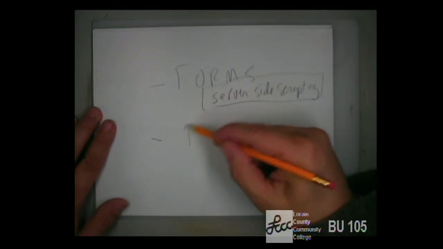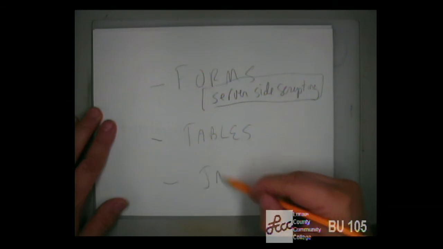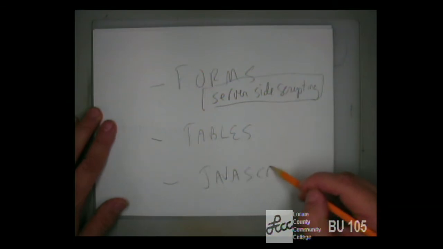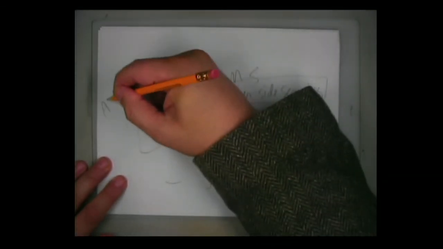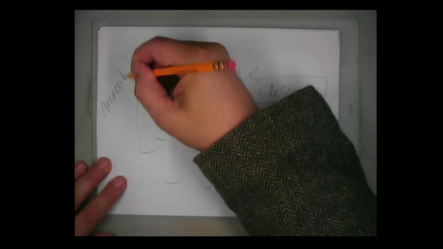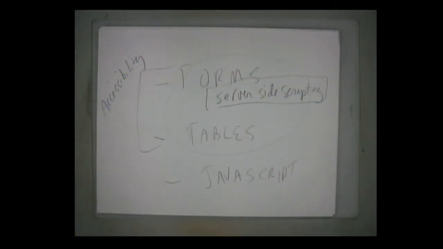We're going to talk about tables. And then we're going to talk about JavaScript. So a week to 2 weeks on each of these for a total of 5 weeks. All right. Now, these two things have accessibility issues. So I am going to talk about how to make these things accessible. So I'll spend some time not just talking about how to do it, but how to make them accessible.